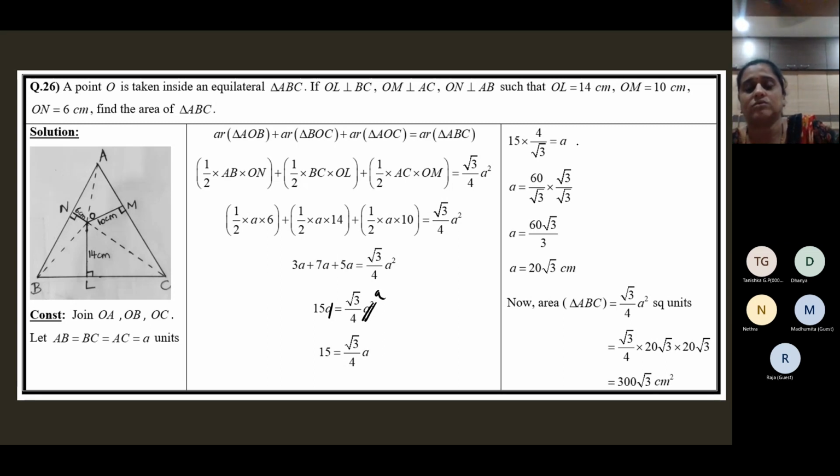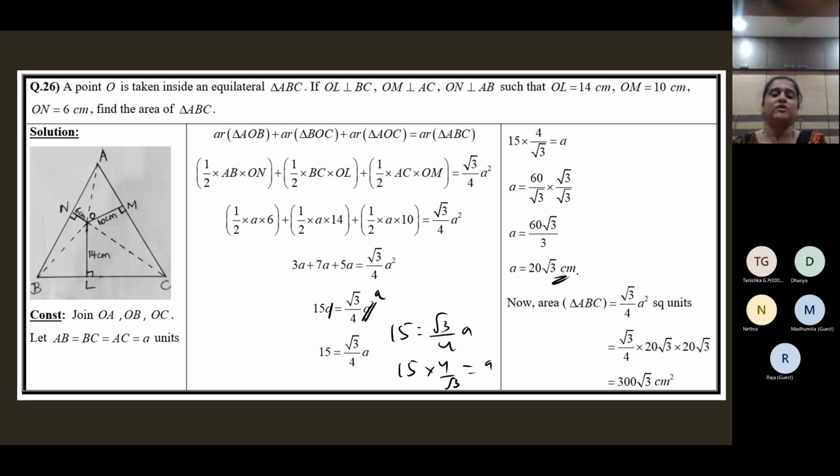So A is equal to 15 into root 3 by 4, take the reciprocal. See here, 15 is equal to root 3 by 4 A. So when root 3 by 4 is transposed, it will become 15 into 4 by root 3 is equal to A. On working and rationalizing, you get A is 20 root 3. We need to find the area of the triangle ABC. We found the side is 20 root 3. So the area will be root 3 by 4 into A square. What is it? 300 root 3 centimeters square.